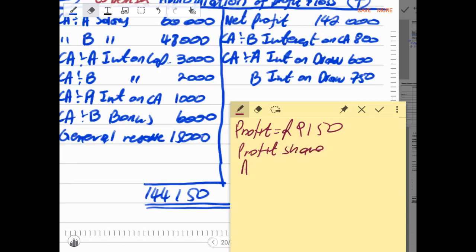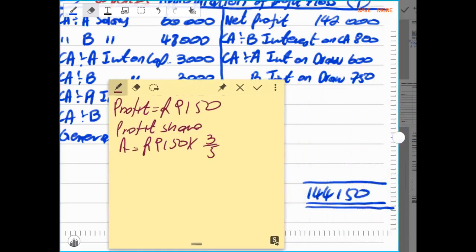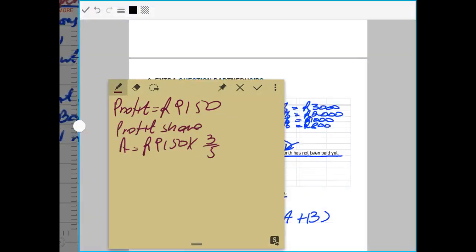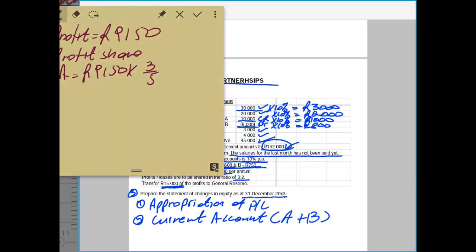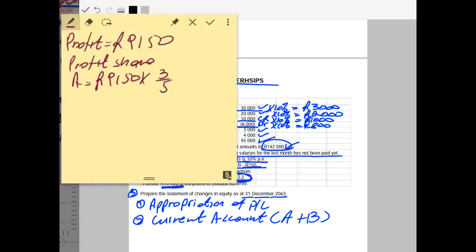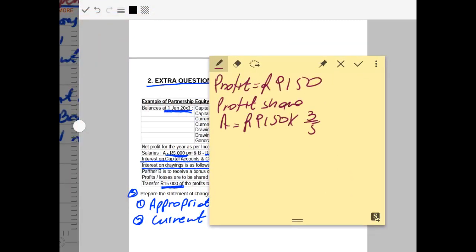Profit share for partner A will be 9,150 times 3/5. Remember, we're told that the ratio to share the profit is 3:5. So if that is the ratio, we must share the profit in the ratio as it is given. We say times by 3/5 and we get the share of partner A is 5,490.